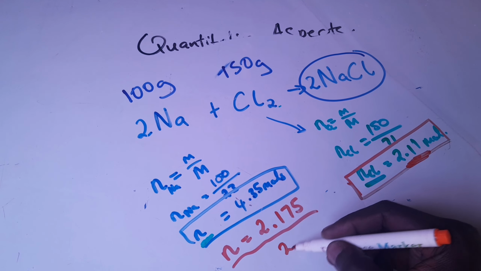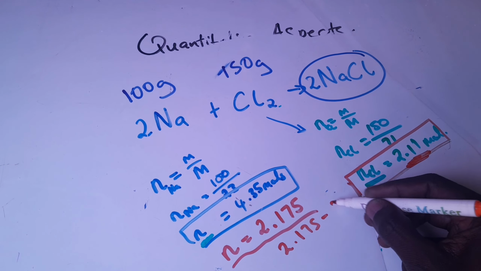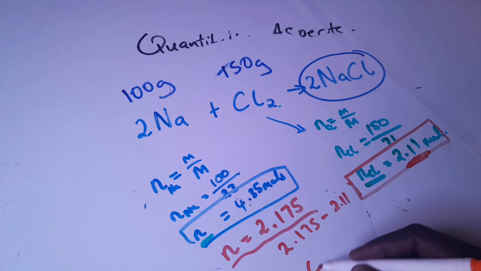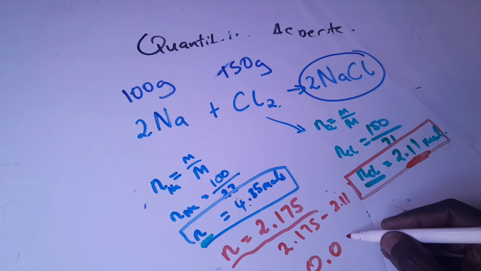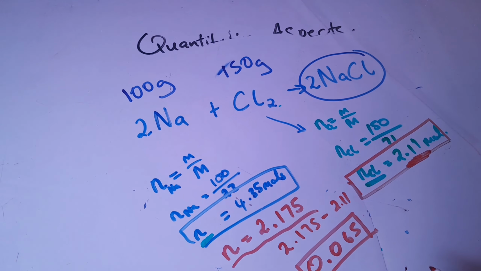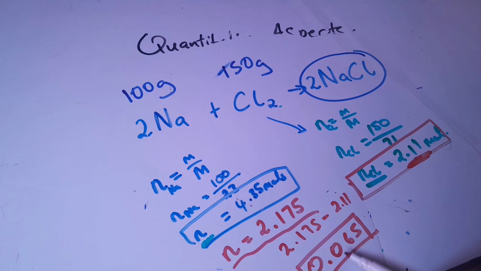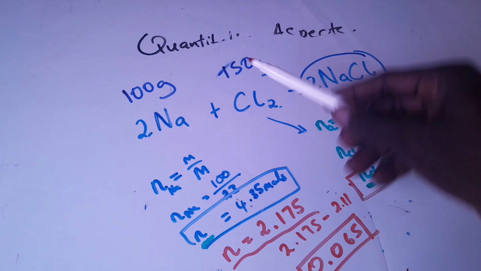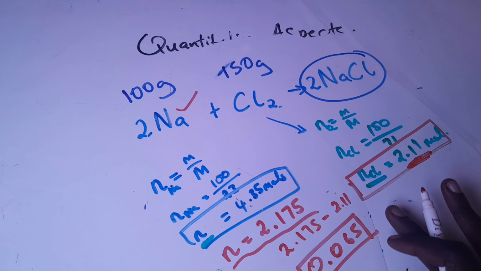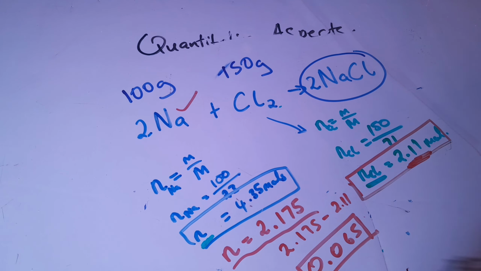We say 2.175 minus 2.11, right? So that is the excess. What do you find? 0.065. Yeah, that is the excess. So after the reaction is completed, this is the number of moles of sodium that are going to remain, right? I just wanted you to understand further.